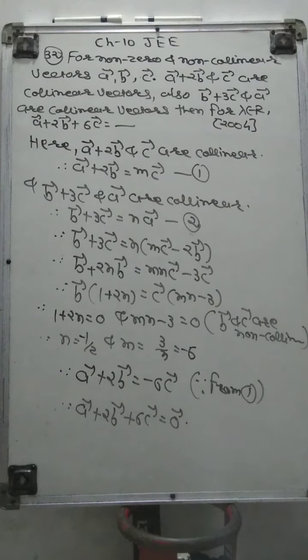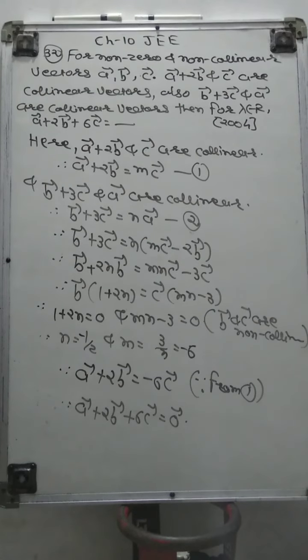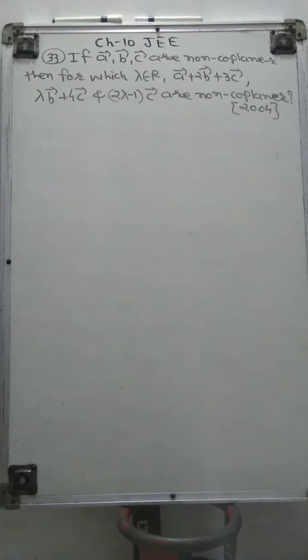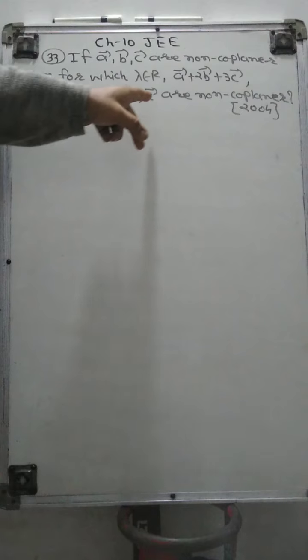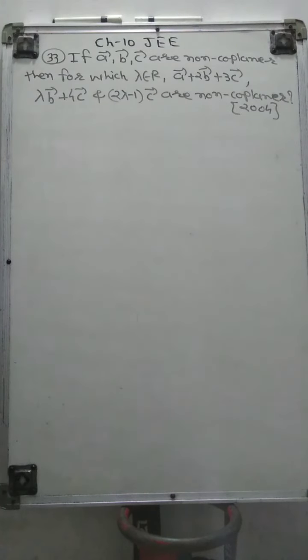Right? So this way we can obtain the answer of the given question. Now we go for the next one. Next, 33. In this sum, if a bar, b bar and c bar are non-coplanar vectors, for which lambda belonging to R are a bar plus 2b bar plus 3c bar, lambda b bar plus 4c bar and 2 lambda minus 1 c bar non-coplanar?